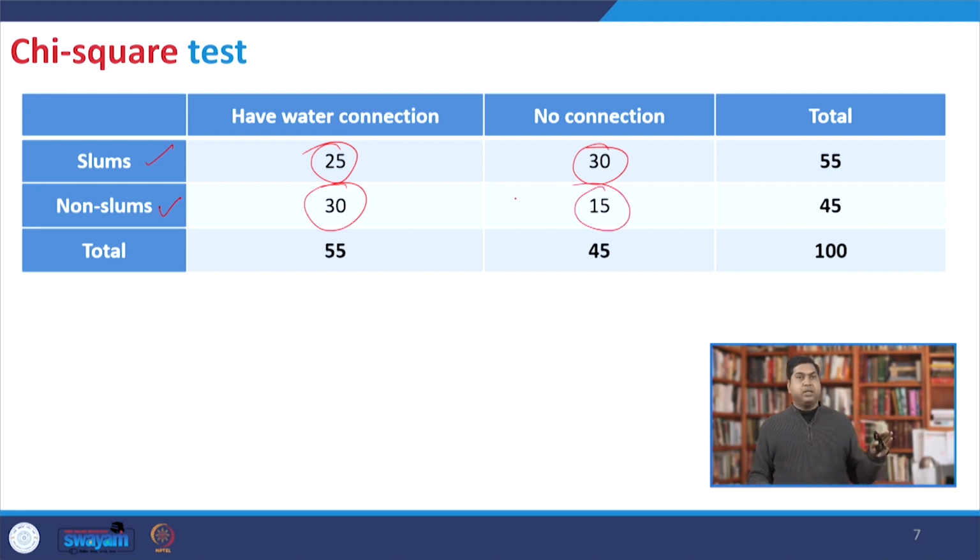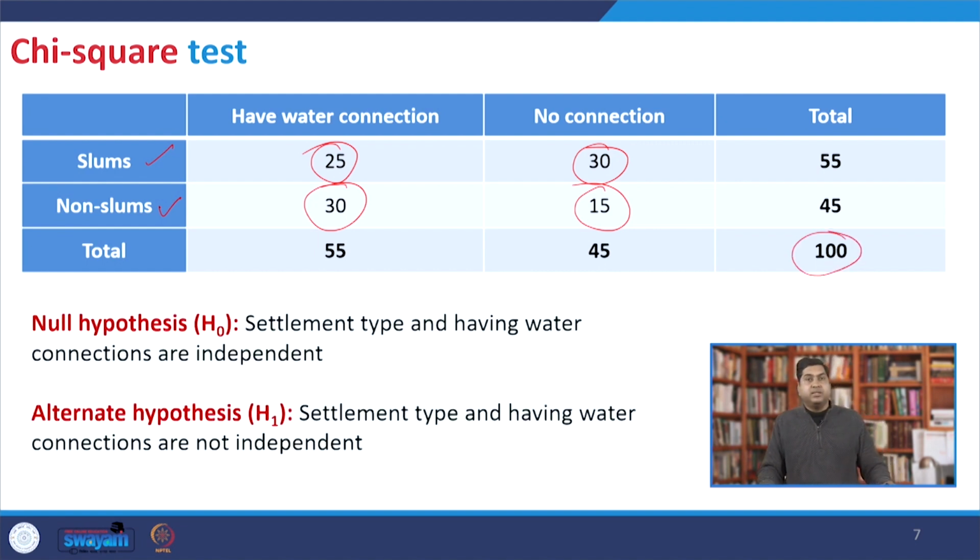So apparently, if you see this particular data, you can say the non-slum area is having better connectivity, right? But we try to investigate more. Where the total connection, if you see the row total and the column total, is 100, fine. Now we formulate the hypothesis for this particular purpose.